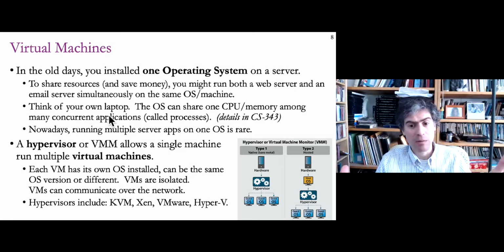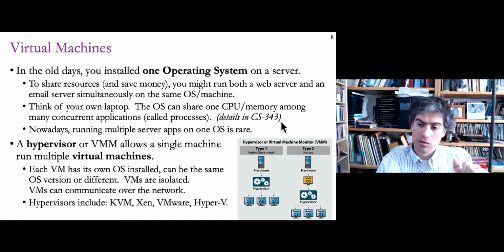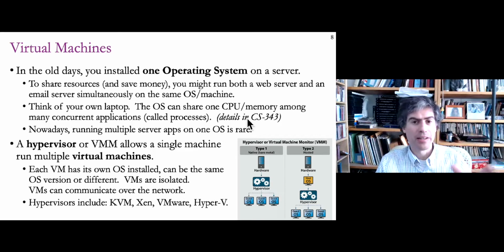So if you have a laptop, you use that machine to run several browser tabs, maybe a mail application, stream videos from Netflix, whatever. You're doing all that on one machine. You have lots of programs running at the same time. One of the big purposes of an operating system is to allow one CPU and one set of memory to be shared among many concurrent applications. Those applications are called processes. So in the operating systems class, CS-343, we talk about how that works in detail, but just take for granted that it's possible, okay? And in the old days, that's what you did on servers as well.